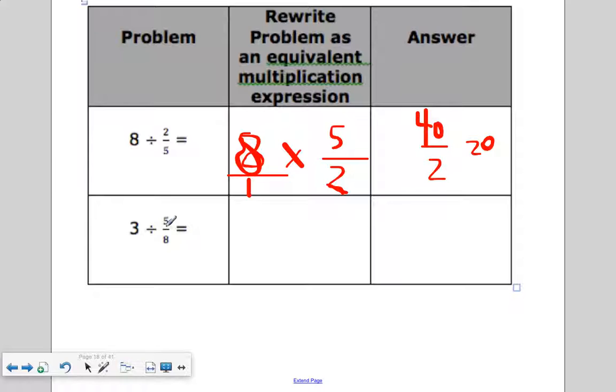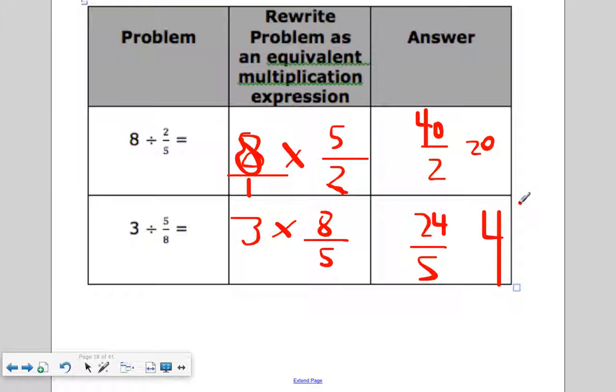Next one. How many 5/8 go into 3? So we started off with 3 whole. How many eighths are in that? 24 of them. Now we want to divide them into fifths. We want to group them into 5s. So in other words, we keep the 3, we change the division into a multiply, and then we multiply by its reciprocal. 5/8 is 8/5. So that'd be 24 fifths. Or 4 and 4/5.